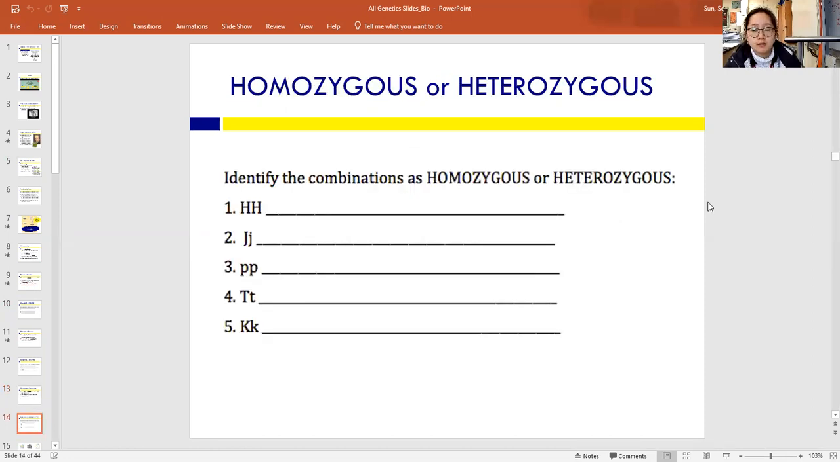So here, you're going to tell me, is capital H homozygous or heterozygous? Is big J homozygous or heterozygous? Is little p homozygous or heterozygous? Is big T homozygous or heterozygous? And then lastly, is big K homozygous or heterozygous? Answer below while you pause.